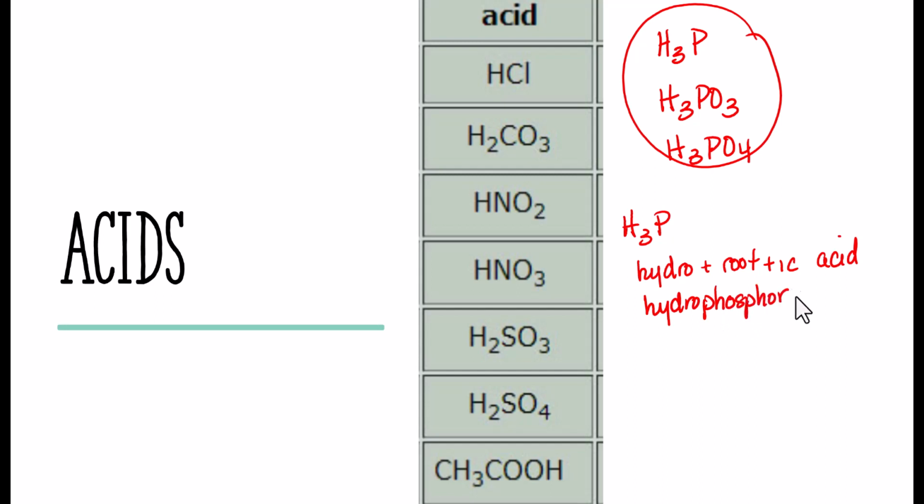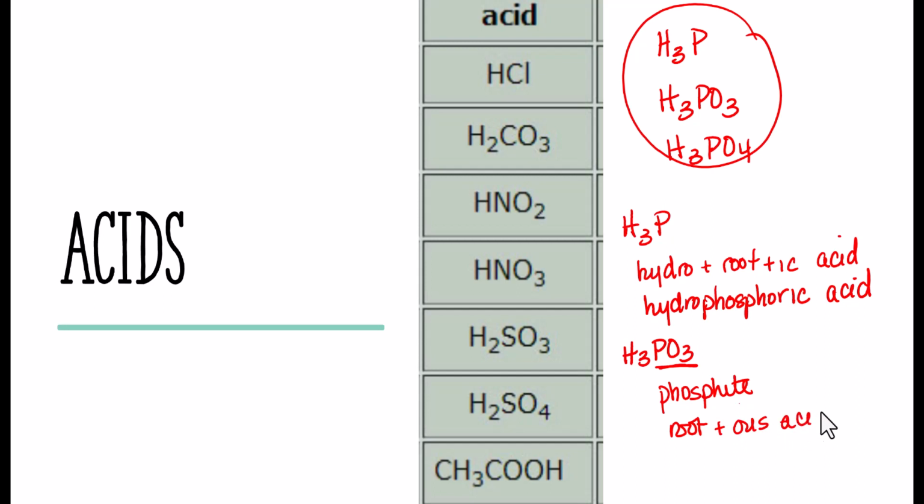The next one is H3PO3. This one, oxygen is present, so I look up the polyatomic. The polyatomic is phosphite. So the general format for that is root-ous acid. So this becomes phosphorous acid.